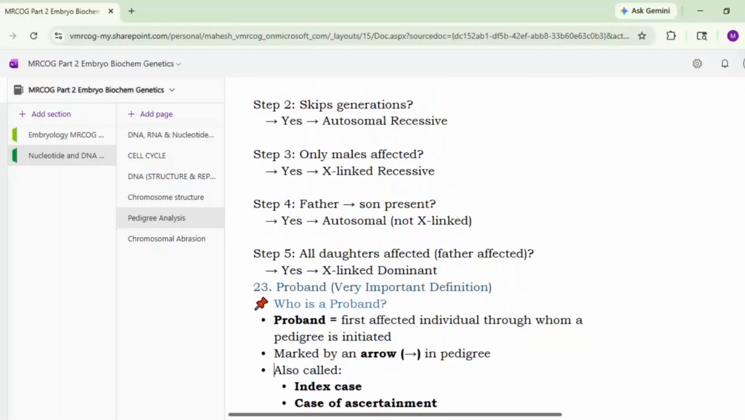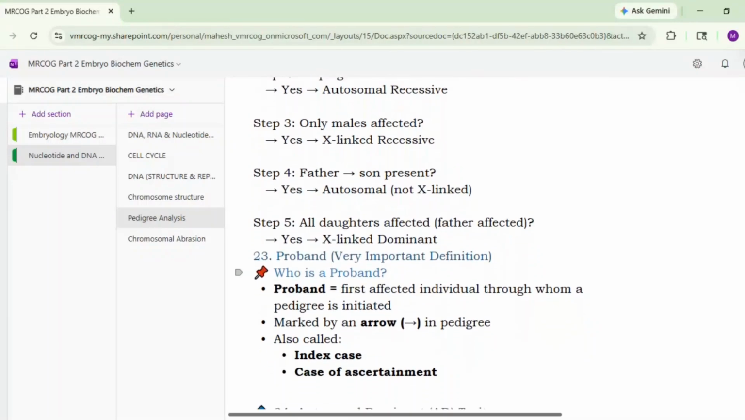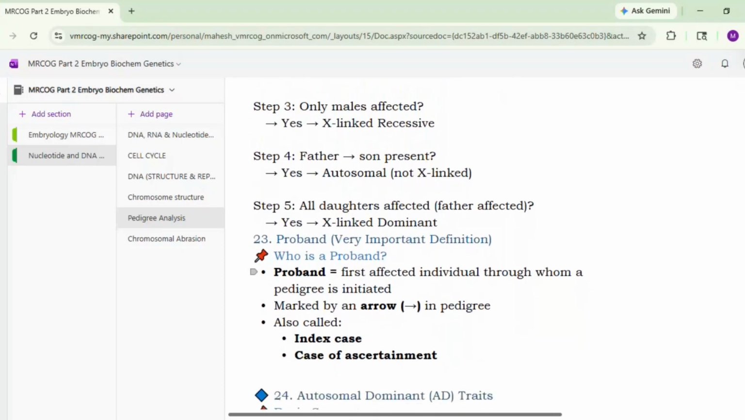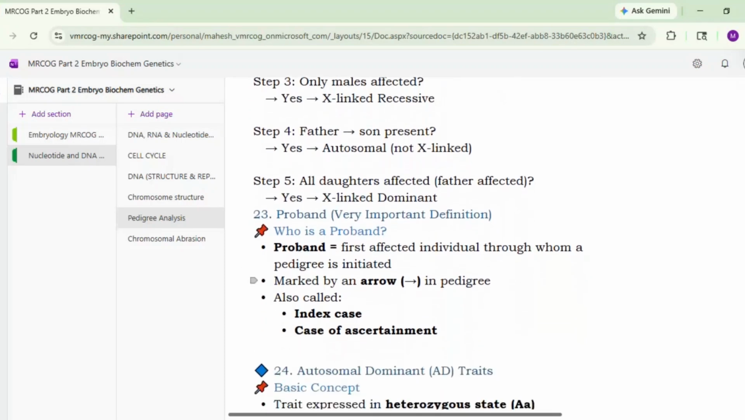Okay. Now let us see about the proband. Who is the proband? The proband is the first affected individual through whom a pedigree is initiated. It is marked by an arrow in the pedigree chart. Also called the index case or case of ascertainment.